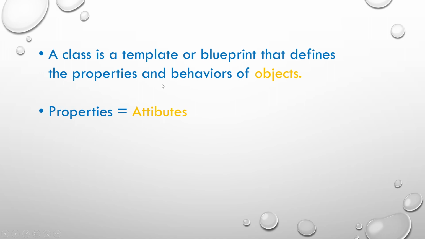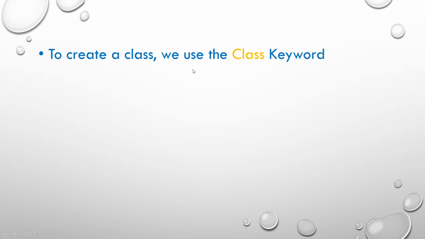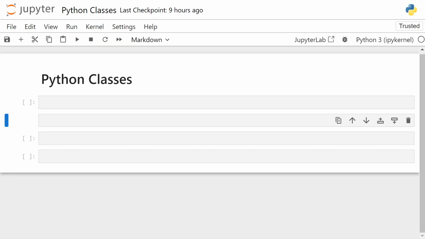So I mentioned properties. Property stands for attribute, and behavior stands for method. This concept I'm going to talk about in a separate video. So basically, you have to define a class in Python, and in defining a class, you use the class keyword. Okay, so let's jump right into our code blocks so that we can start working on this.